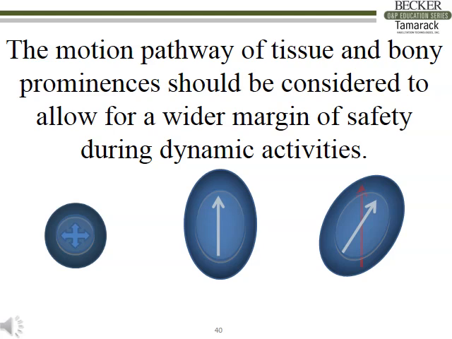In a dynamic environment, the motion pathway should be considered to allow bony prominences or at-risk tissue to glide along a predetermined and pre-modified pathway. The motion pathway may not always be in an elongated shape, as in the case of medial collapse and forefoot abduction.